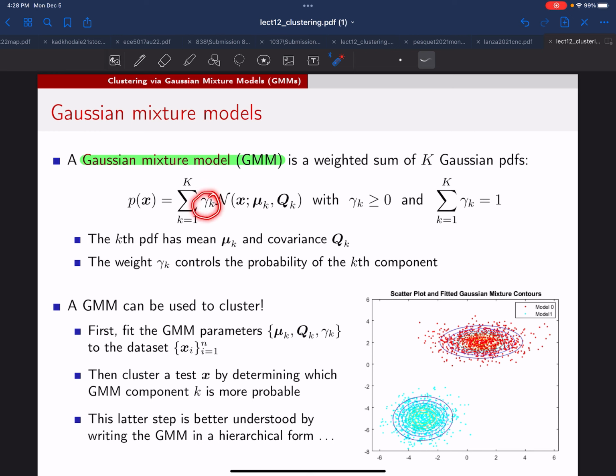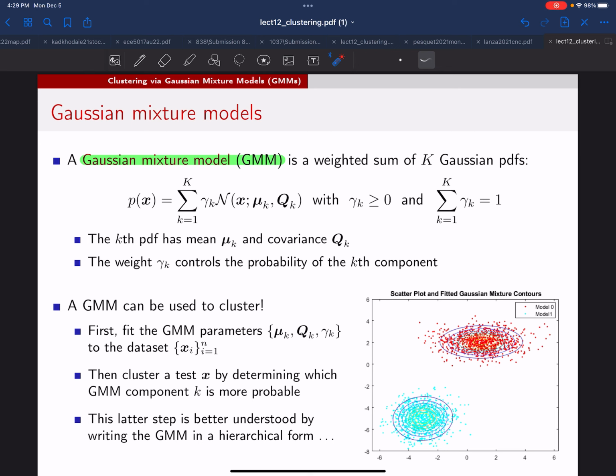These are the weights that tell us essentially how likely it is to draw, or how probable it is to draw, one of these Gaussians, k equals 1 versus k equals 2. And so for these parameters, in order for this to be a valid PDF, we need that those guys are non-negative and that they sum to 1. Overall, the kth PDF has mean mu k, covariance Q k, and the weight gamma k controls the probability of the kth component.